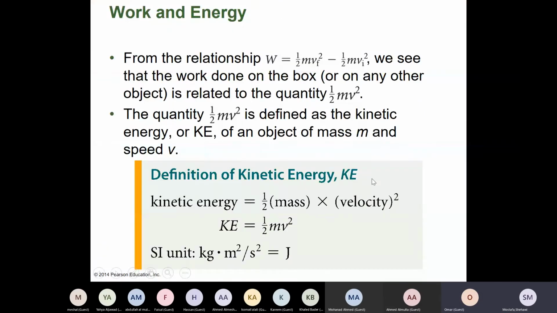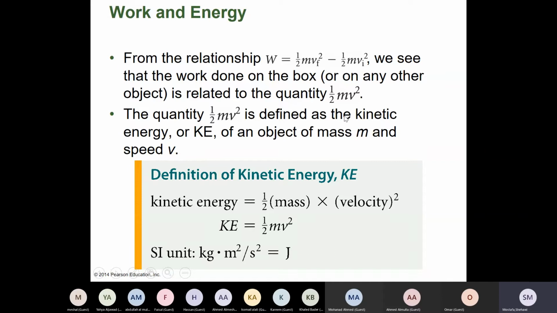Work and energy from the relationship: work equals half mass... Work, not weight. Yes, work. We see that the work done on the box or any other object is related to a quantity. The kinetic energy, K, of an object of mass m and speed v is defined as half mass multiplied by velocity squared. We talked about it in the video too. This refers to kinetic energy, or KE.